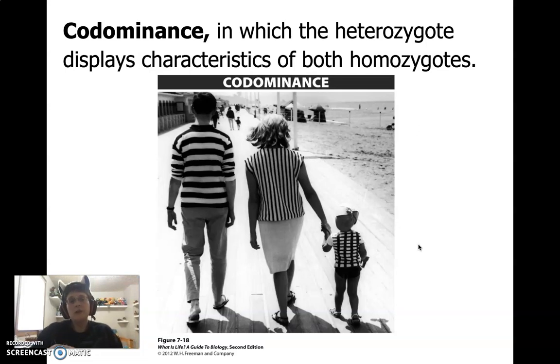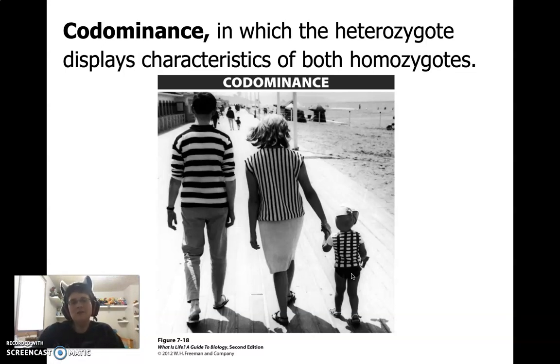The opposite of this is codominance. This is where the heterozygous version displays the characteristics of both homozygous genes. I like this picture. It's not completely true, but it's a nice way to think about it. If you think of mom and dad, dad having the horizontal stripes, mom having the vertical stripes, codominance would be plaid, because you get horizontal and vertical stripes. Both of them show up in the offspring.